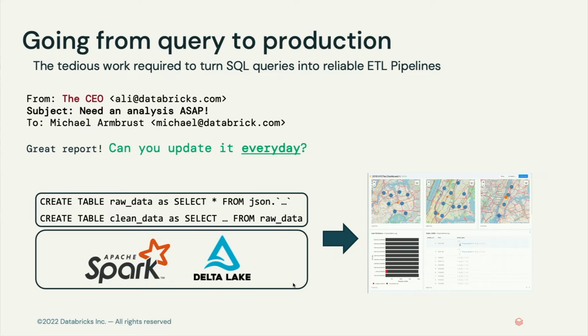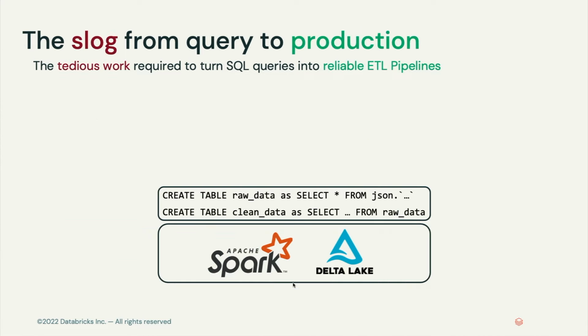Instead of just wanting the report one time, he wants a production pipeline that updates it every single day, or even worse, every single minute. What does it take to turn these two SQL queries into a production pipeline? Well, first, you're going to have to figure out dependency management. There are multiple tables here that need to be updated in the right order.